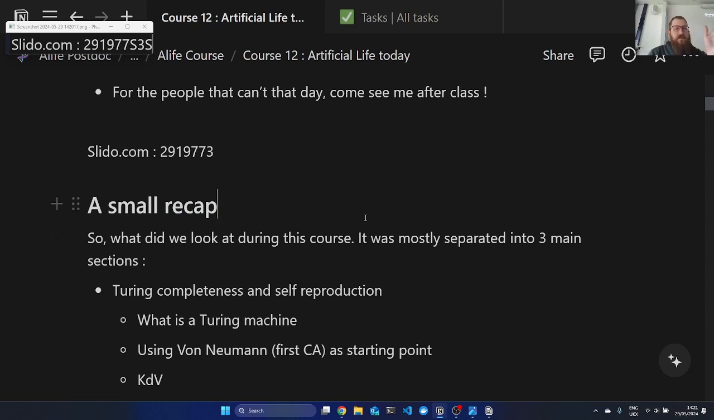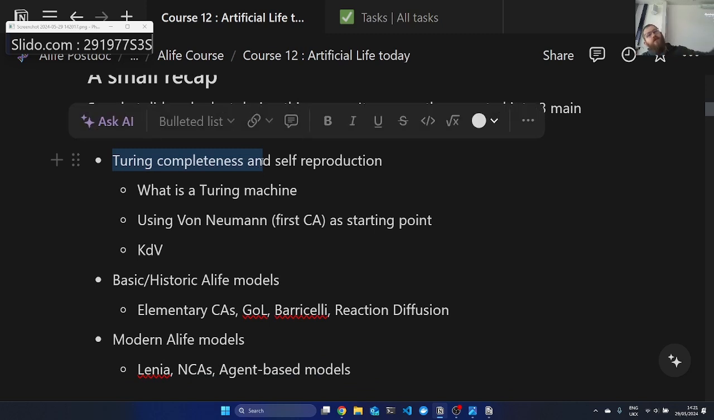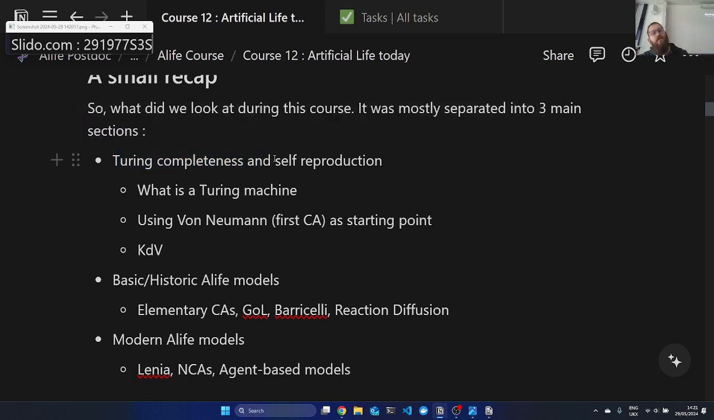So the very small and quick recap. During this course, it was more or less separated into three main sections. The first one was much more theoretical, and the goal of this section was to understand some rigorous results about self-reproduction, right? That's really what the goal of everything we did was.